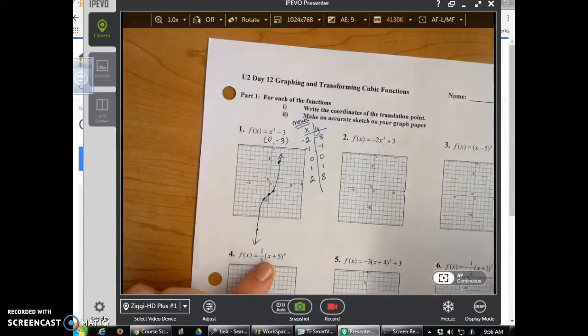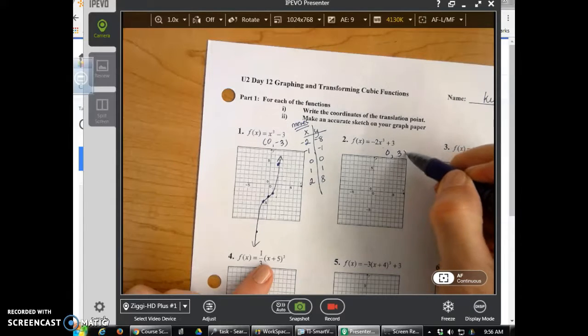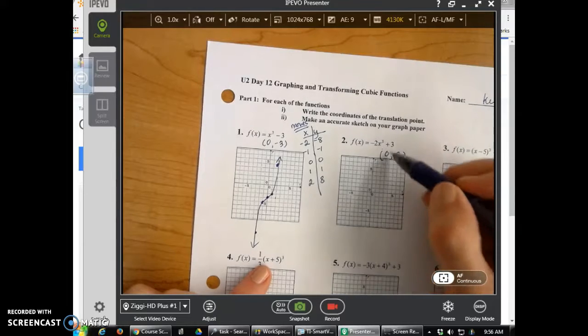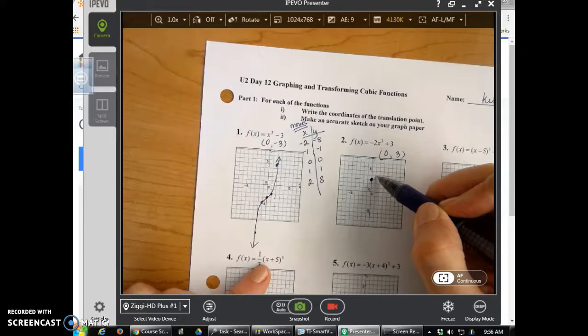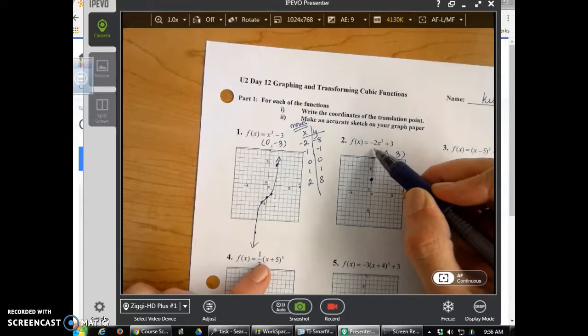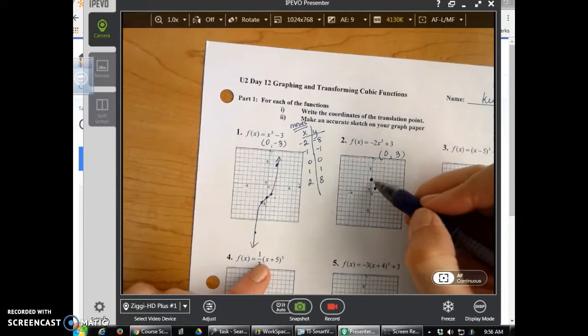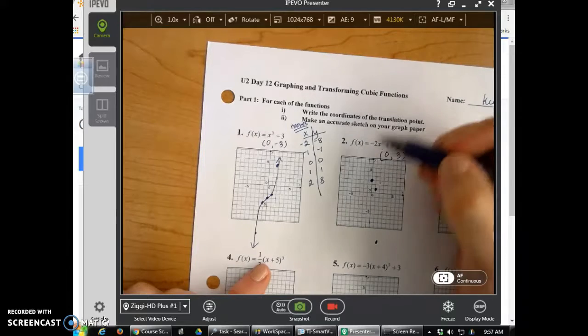Okay, let's do number 2 together. It has been translated to 0, 3. But then I also see this -2, which is going to reflect it because of the negative and stretch it because of the 2. So I'm going to first start by moving up to 0, 3, translate up. Now, normally when I go 1 to the right, I go up 1. Now I'm going to essentially multiply that by the -2. So 1 to the right, I'm going to go down, but I'm also going to stretch it by a factor of 2. 2 to the right, I'd normally go up by 8, but instead I'm going to go down by 16. So I'm way down here, just put a little point, kind of approximating that.